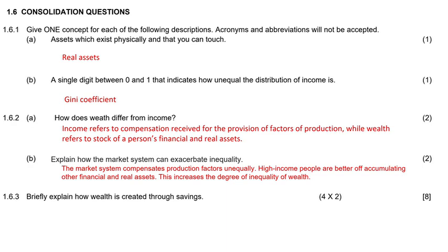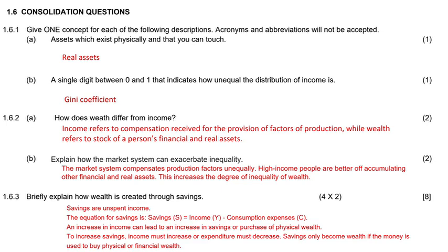Briefly explain how wealth is created through savings. Now remember what I said, savings is your unspent income which you can then use to invest. So savings are unspent income. The equation for savings is your savings is equal to your income minus your consumption expenses, and an increase in income can lead to an increase in savings or purchase of physical wealth.